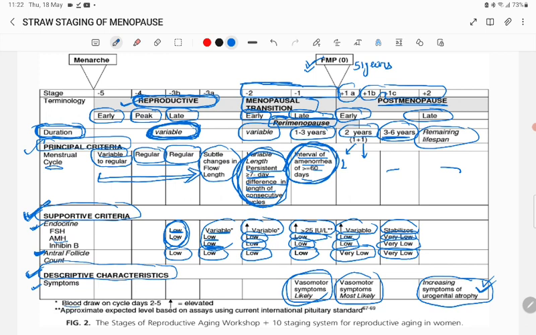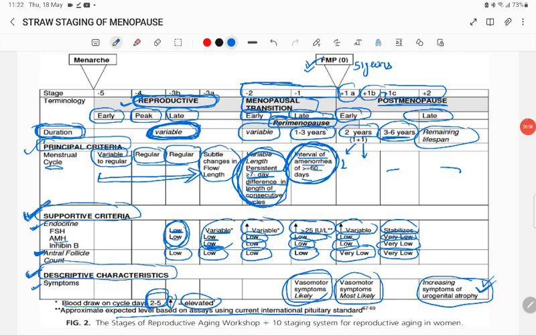The blood usually you have to draw on day 2 to day 5 of the cycle. If it is increased, then it is considered elevated for FSH, AMH, and inhibin B. Approximately expected level, based on assay using the current international standard.